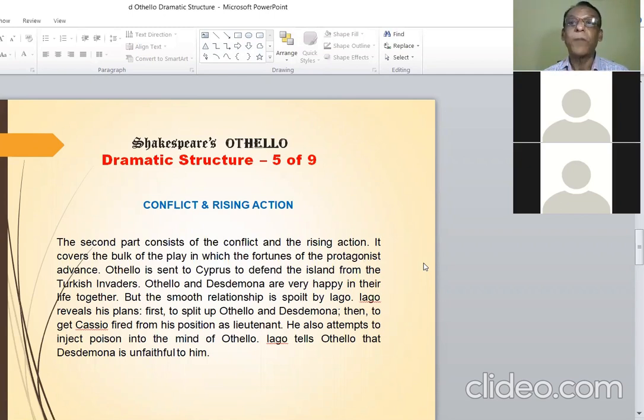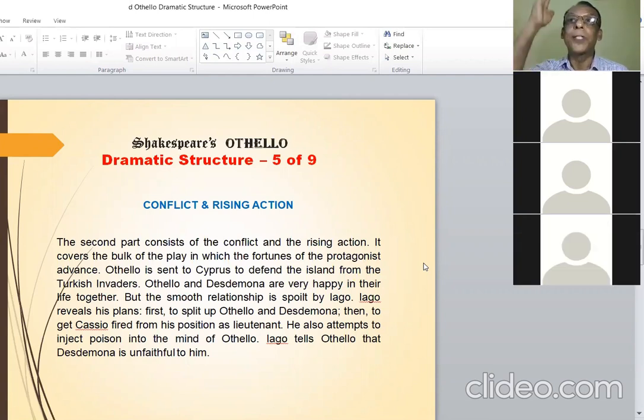Iago reveals his plans. First, to split up Othello and Desdemona and to spoil the marriage. Then to get the demotion of Cassio from his position as lieutenant. He also attempts to inject poison into the mind of Othello. Iago tells Othello that Desdemona is unfaithful to him. So there is a conflict in the mind of Othello, and now the rising action moves up towards the climax, the turning point.